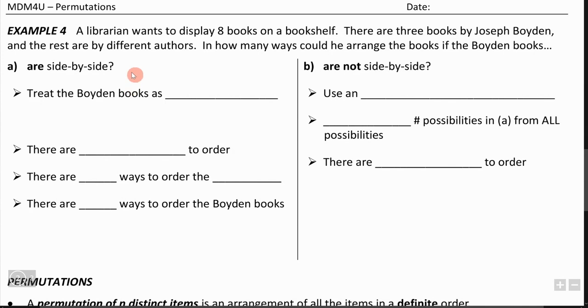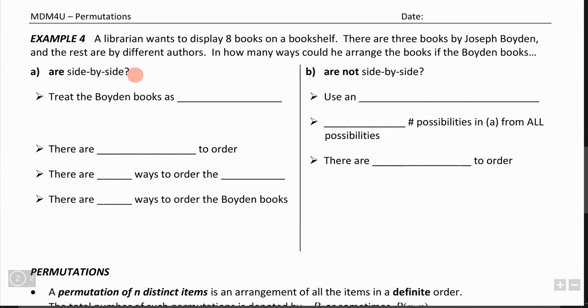Let's look at example number 4. A librarian wants to display 8 books on a bookshelf. So let's circle that, 8 books. That might be very important. There are 3 books, circle that as well. 3 books by Joseph Boyden, and the rest are by different authors. In how many ways could he arrange the books if the Boyden books are side by side? Interesting. Okay. So 8 books on a bookshelf, 3 are by Joseph Boyden, but they're going to be side by side. How do I deal with a problem like this?